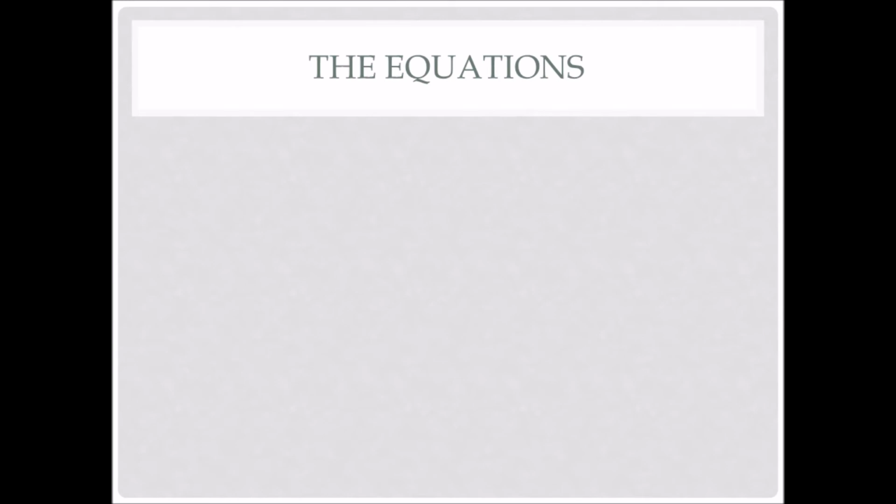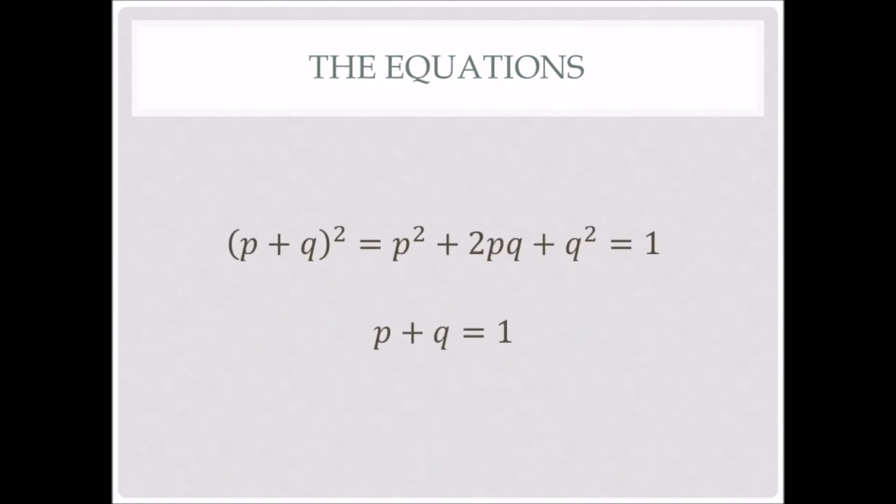All right, here are the equations. As you know, it's the binomial expansion. So p plus q squared gives you your regular formula that you're actually using to get your genotypic frequencies. And also remember that it's all supposed to add up to 1, or as close to 1 as you can get it.